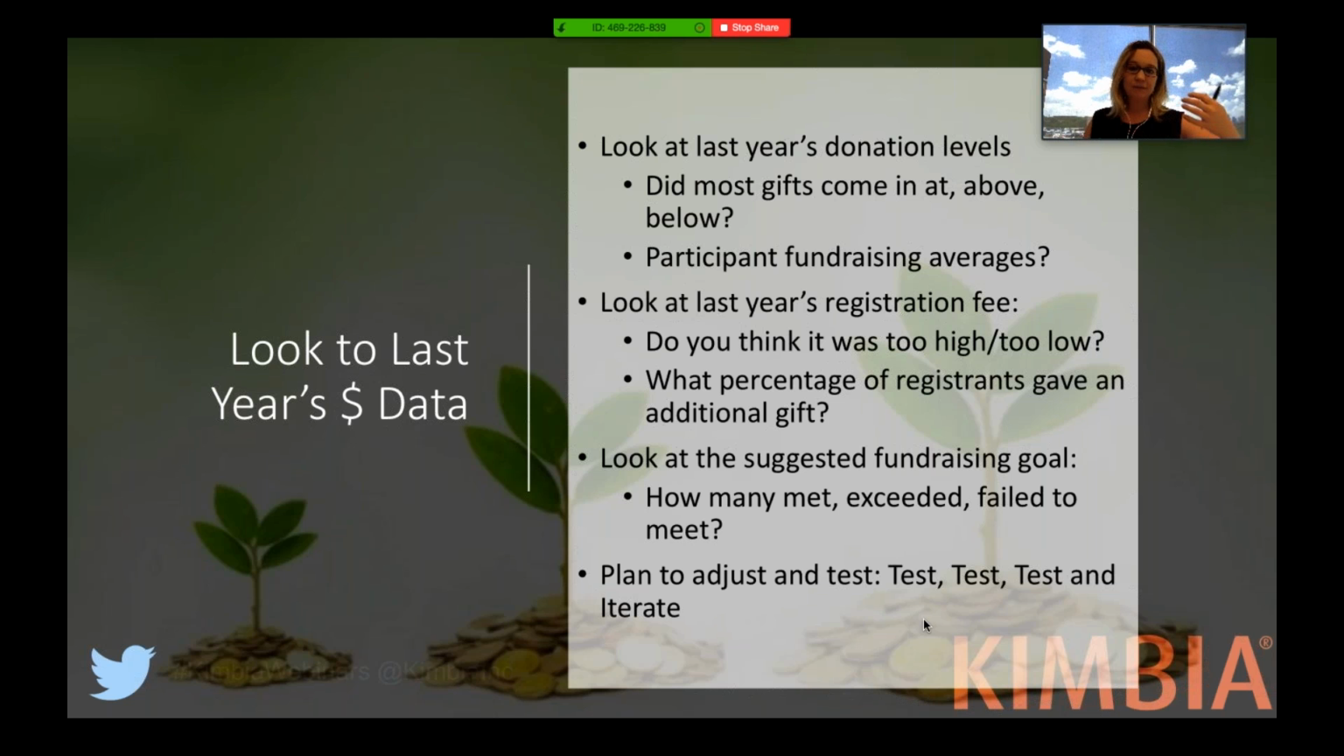And then finally, when it comes to the data and trying things out, just plan to test and be able to iterate. So if you're seeing something in your participant data from years prior, or in the donations or registration fees data, be willing to iterate and test new things. Test it out for a little while. If it still doesn't feel like it's going well, then change it. I think one of the most important things to think about is to be agile and able to iterate and change things as you see them happening.